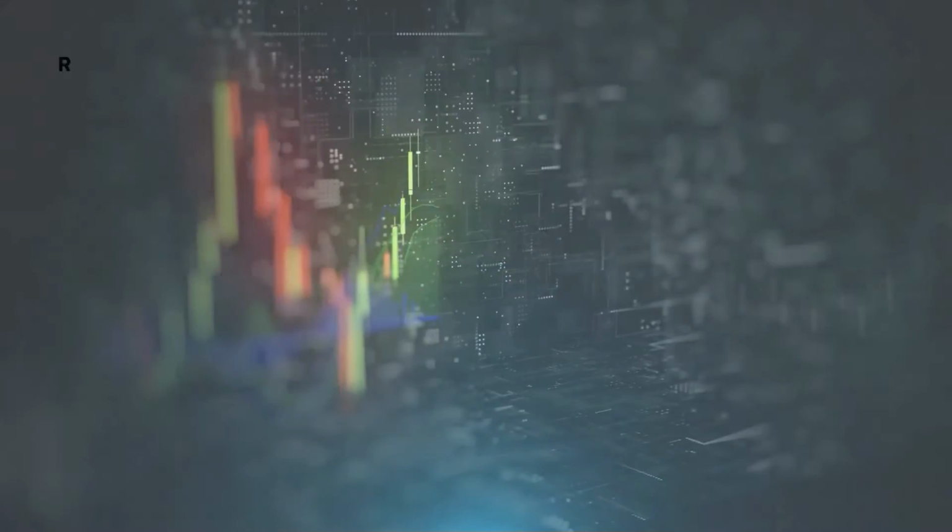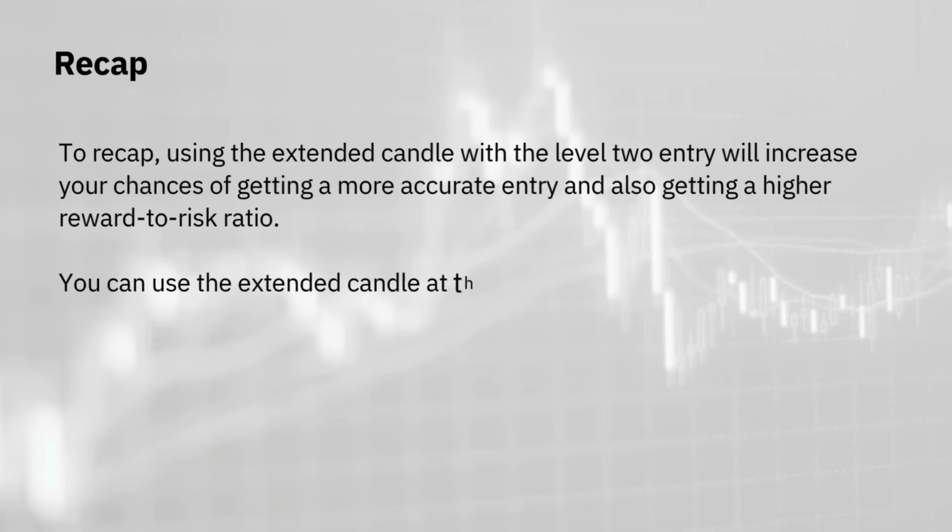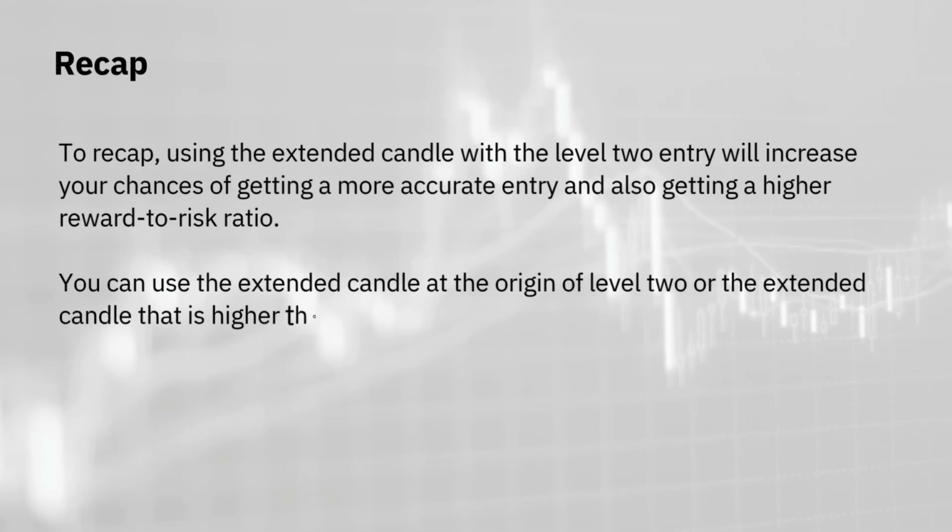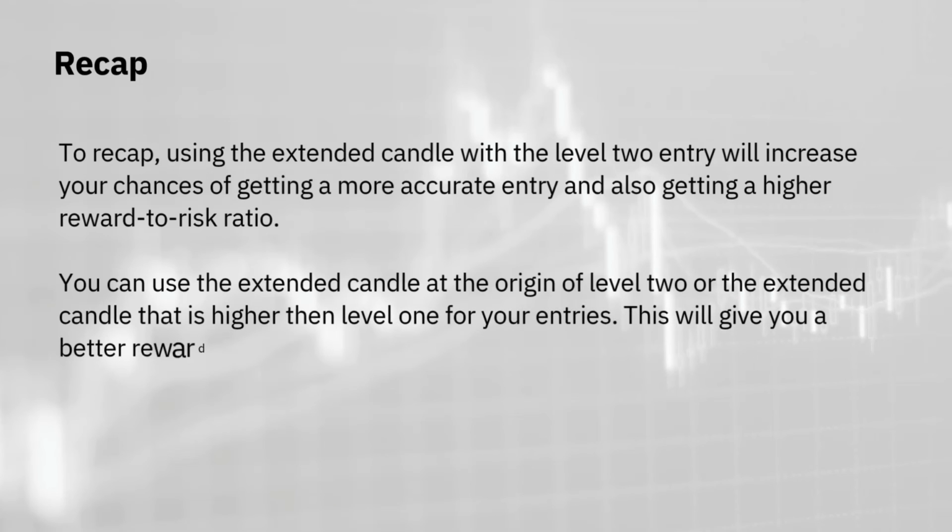Recap. To recap, using the extended candle with the level 2 entry will increase your chances of getting a more accurate entry and also getting a higher reward to risk ratio. You can use the extended candle at the origin of level 2 or the extended candle that is higher than level 1 for your entries. This will give you a better reward to risk context for your trade.